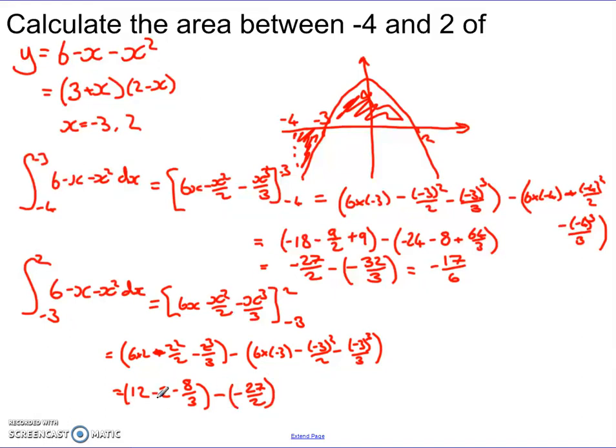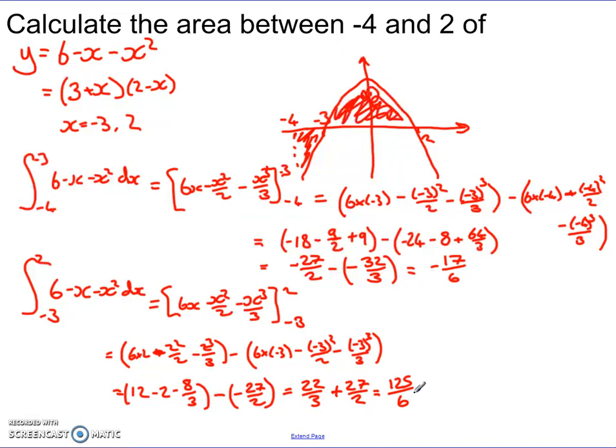So the first bracket, 12 minus 2, that's 10. Then 10, take away 8 over 3. Well, 10 is the same as 30 over 3. 30 minus 8 over 3. That gives me 22 over 3. Minus minus becomes a plus 27 over 2. Calculate that, 22 over 3 plus 27 over 2. That ends up giving you 125 over 6. So that's the area of this section here.